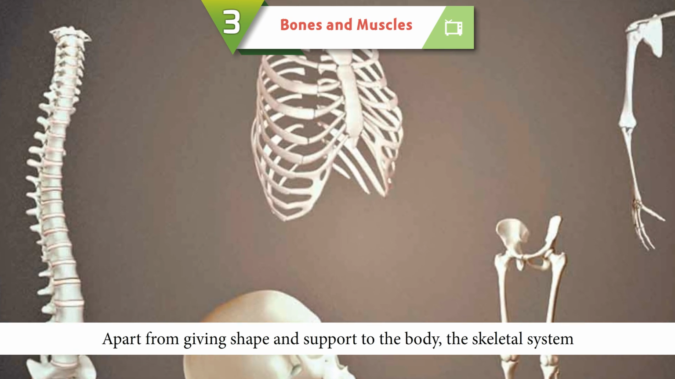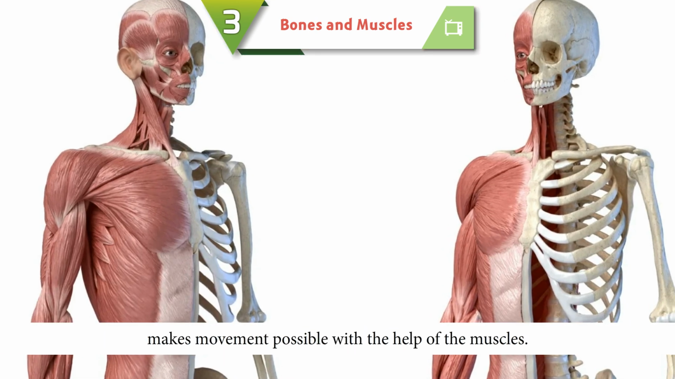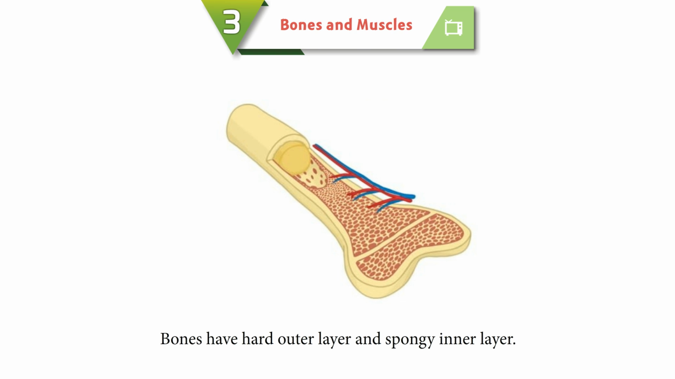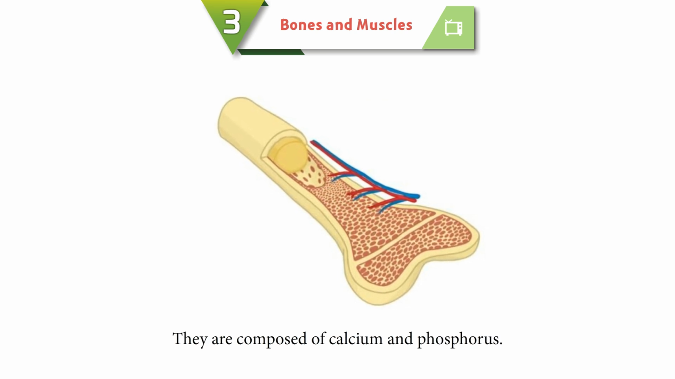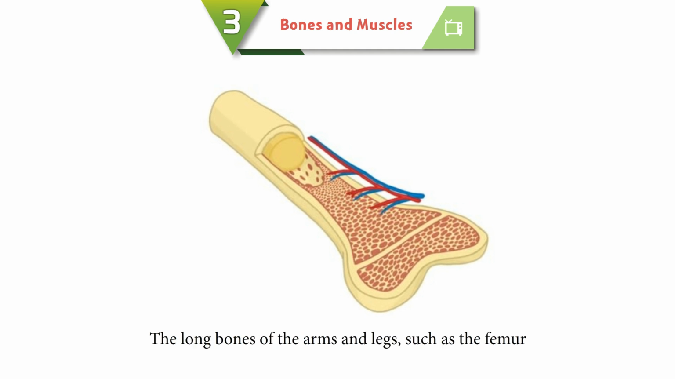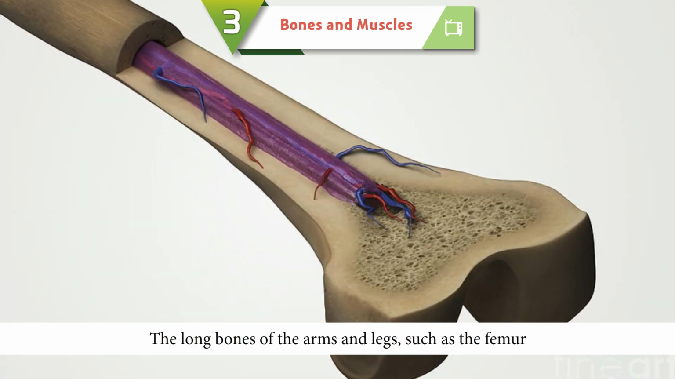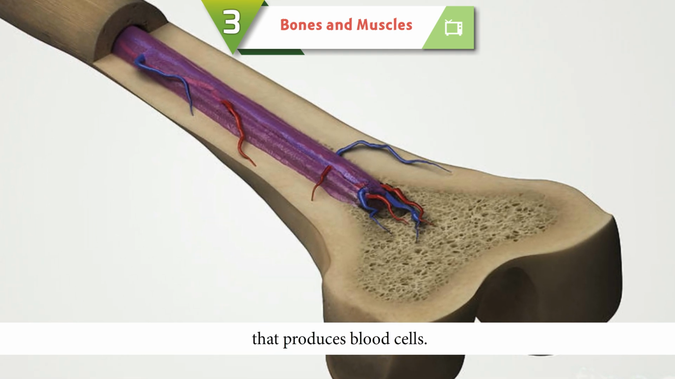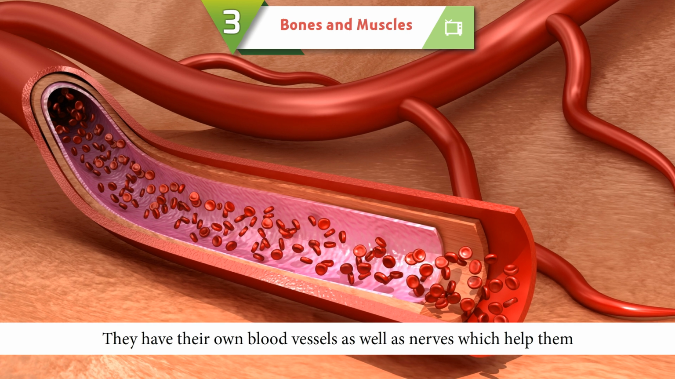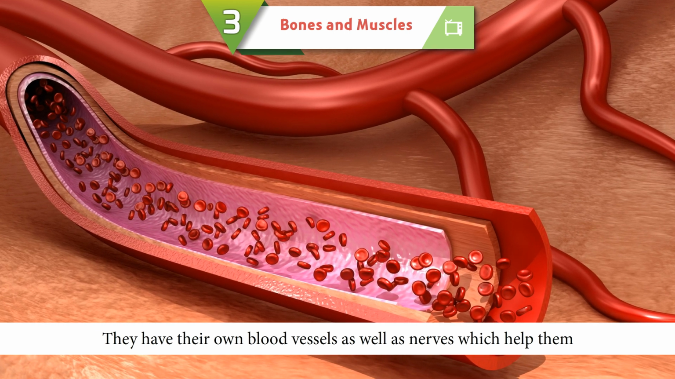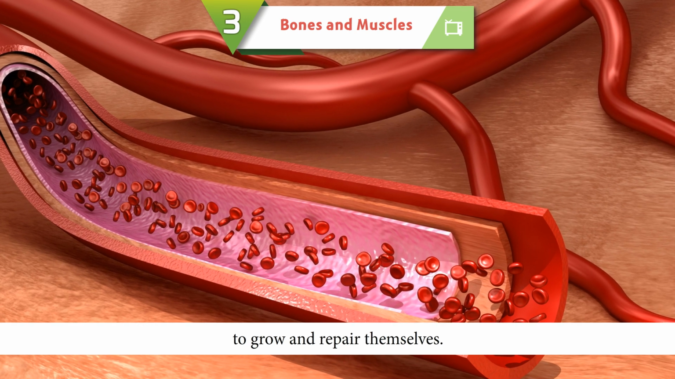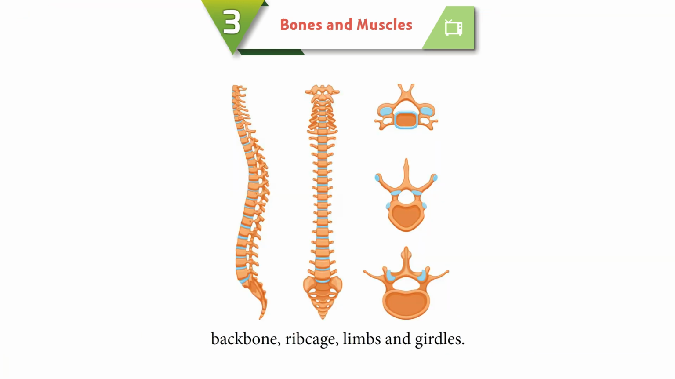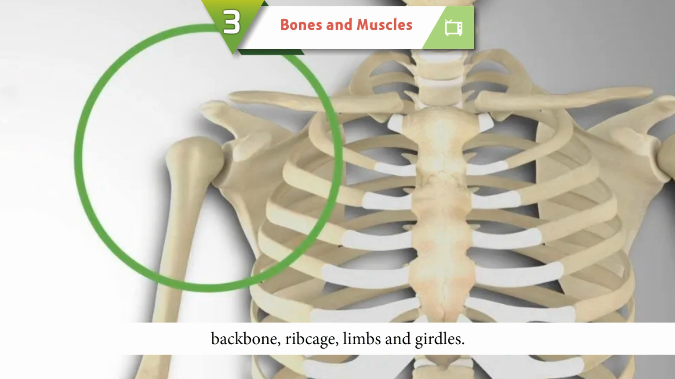Apart from giving shape and support to the body, the skeletal system makes movement possible with the help of the muscles. Bones have a hard outer layer and a spongy inner layer. They are composed of calcium and phosphorus. The long bones of the arms and legs, such as the femur, or thigh bone, have a central cavity containing bone marrow that produces blood cells. They have their own blood vessels, as well as nerves which help them to grow and repair themselves. Some important parts of our skeletal system are the skull, backbone, rib cage, limbs and girdles.